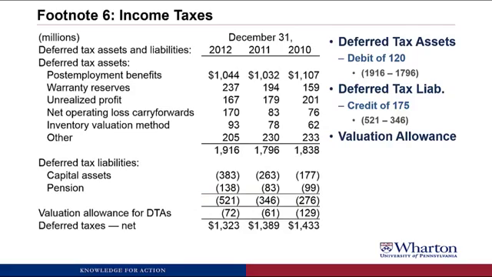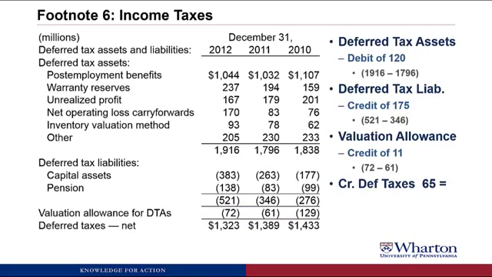For the valuation allowance, it went up from 61 to 72. That's an increase of 11. Valuation allowance is a contra asset. We make a contra asset go up with a credit. So there must have been a credit to valuation allowance for 11.